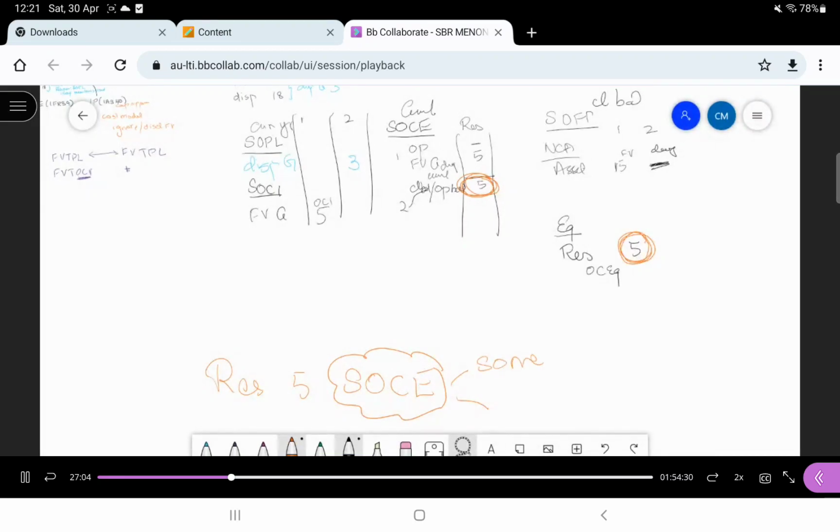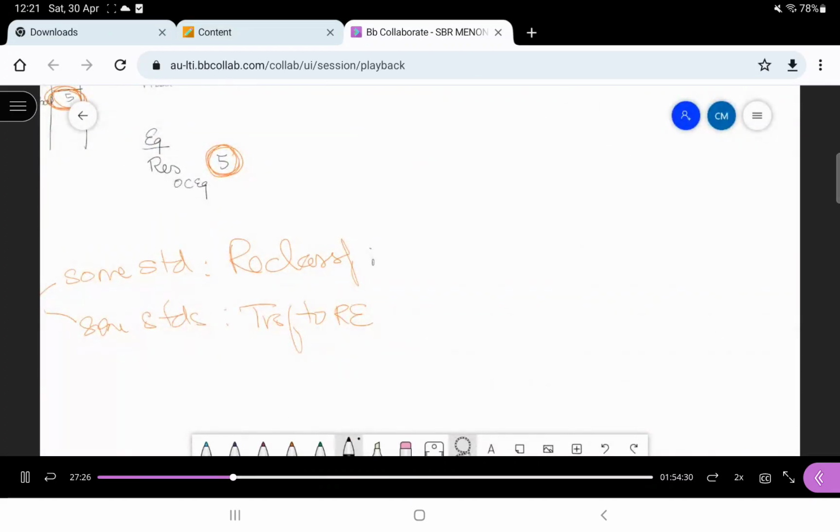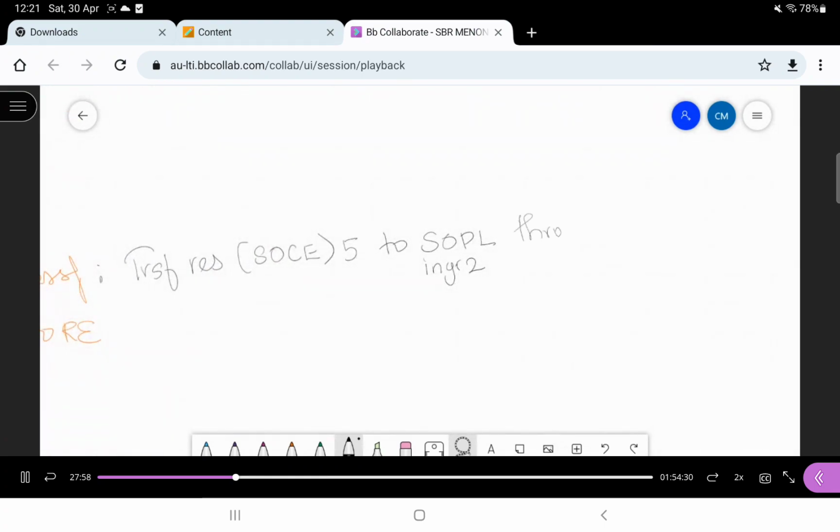Some standards will say do reclassification. Some standards will say do a transfer to RE. Don't worry which standards. You just learn the terminology first. What do you mean by a reclassification adjustment? Reclassification means we will transfer the reserve from the SOCE, that $5, directly to the SOPL. I'm talking about year 2, the year in which the asset is disposed. I'll take it out of the SOCE and transfer it directly to my SOPL, of course through the OCI. Whatever goes to SOCE must go to OCI. I told you it's a duplicate.